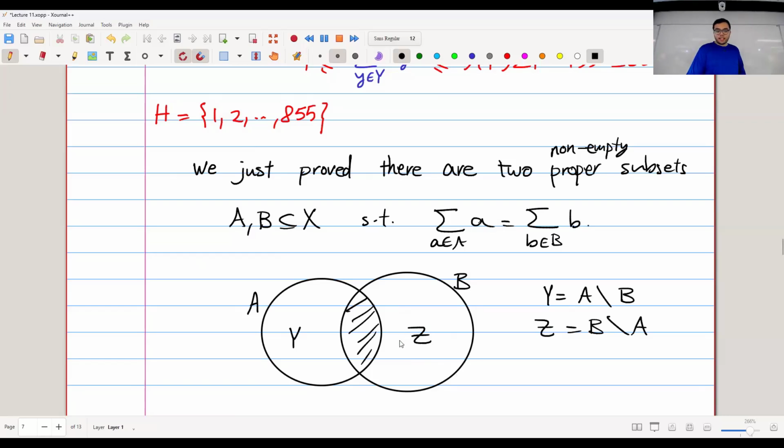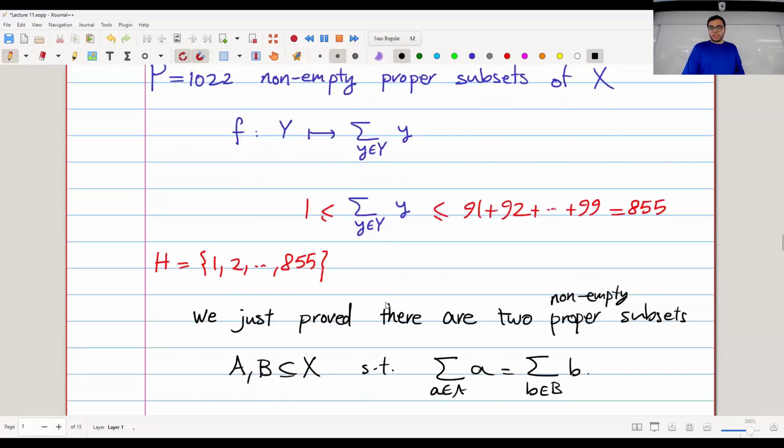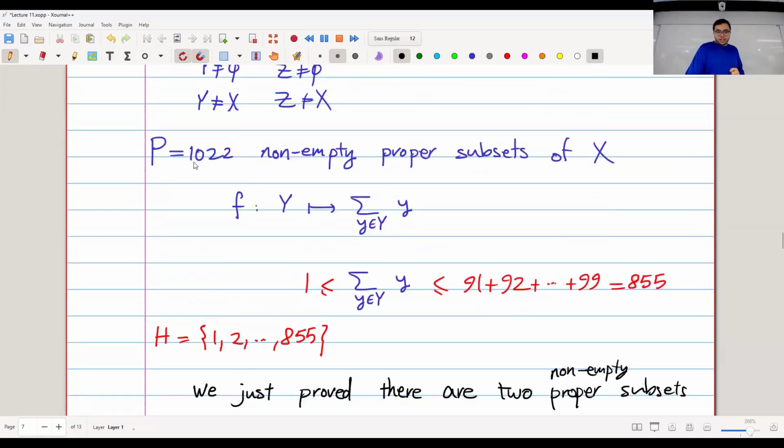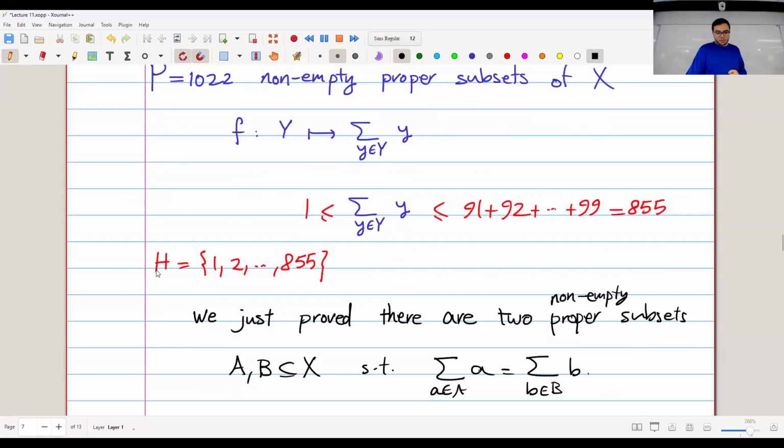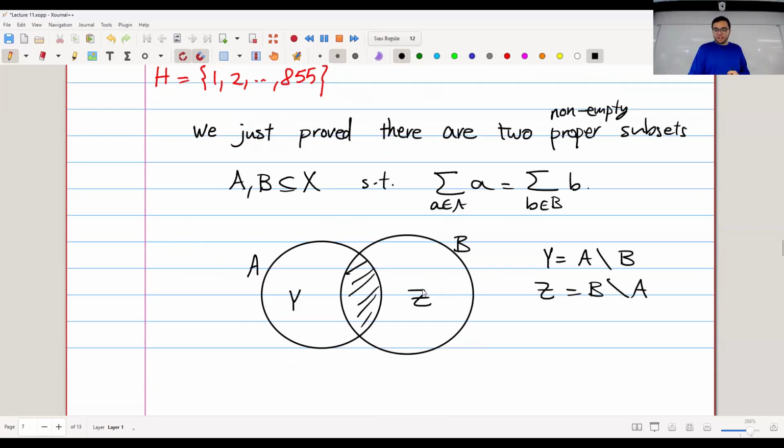If Z is empty, it means that A was the same as B. If I don't have any elements here, then I cannot have any elements here either because the sum of Y and the sum of Z are the same. And then that would just mean that A and B are the same. But the way we chose A and B was that they were two different proper subsets. Remember, I take all of the proper subsets as my pigeons, and the number of pigeons was more than the number of holes, so I had two different pigeons. So A and B cannot be the same, so Y and Z are not empty. So basically, this is how we can find the sets Y and Z.